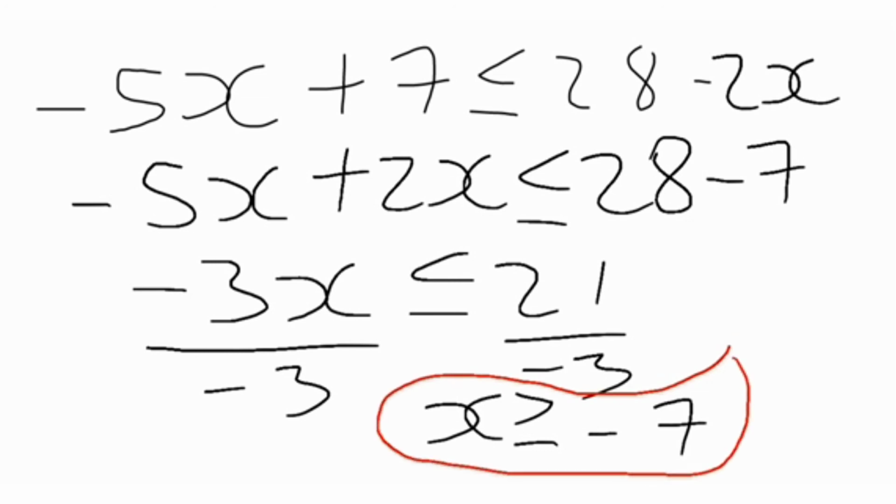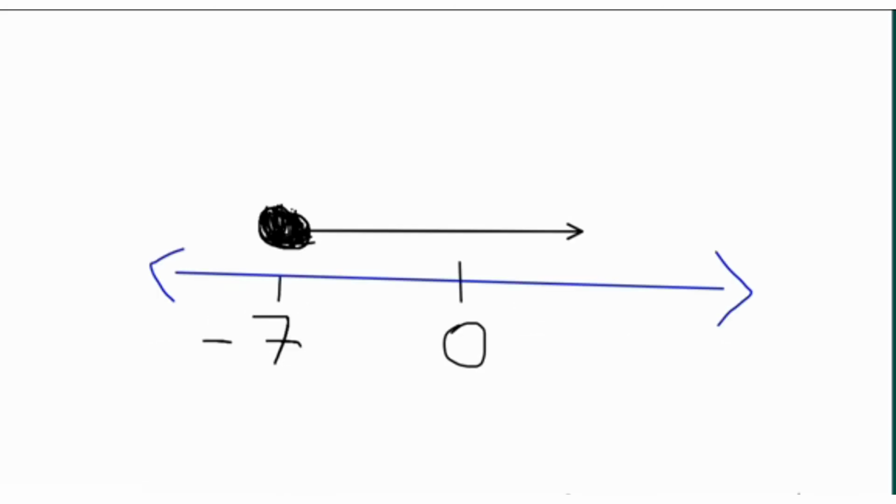This time negative 7 is included because x is either greater than or equal to negative 7. The numbers that are greater than negative 7 or equal to negative 7. What are those numbers? We have negative 7. Which numbers are greater than negative 7? Negative 6 is greater than negative 7. Negative 6, negative 5, negative 4, negative 3, negative 2, negative 1, 0, 1, 2, 3, 4, 5. Let us indicate it on a number line. This time I have shaded this one because negative 7 is included.